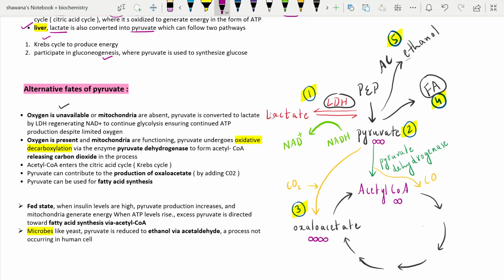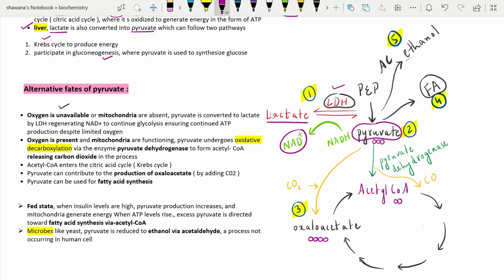The last topic for today's discussion, and hopefully the end of the glycolysis series, is the alternative fates of pyruvate. Now we have pyruvate. What are the fates of that pyruvate? In which mechanisms or in which steps is this pyruvate going to participate? First, when there is no oxygen, mitochondria is not there, so it will convert into lactate via lactate dehydrogenase, and it will regenerate NAD positive. We are talking about this in the whole lecture.